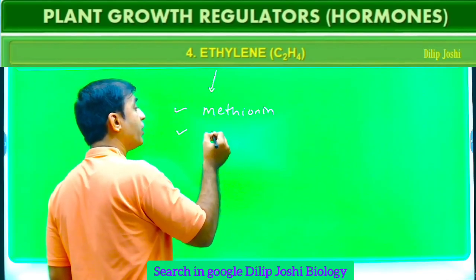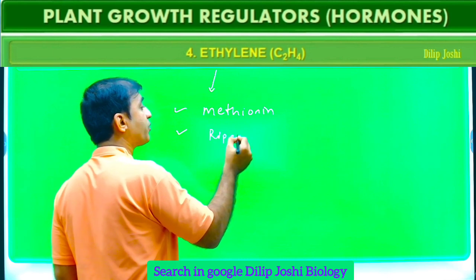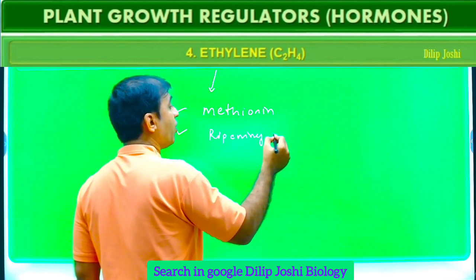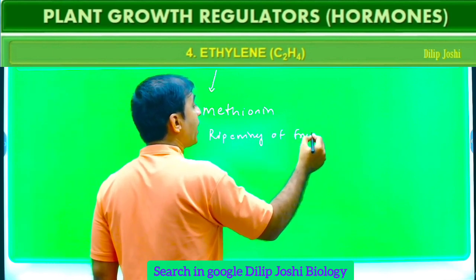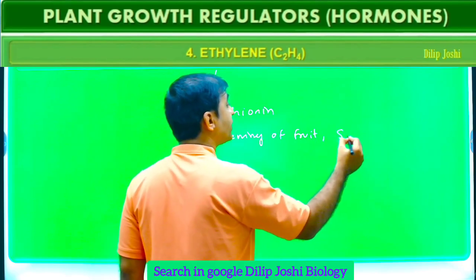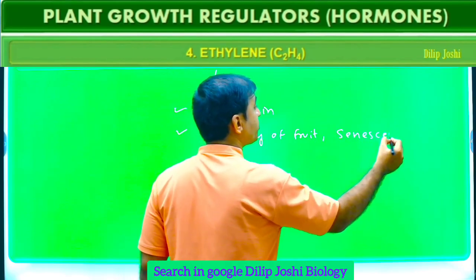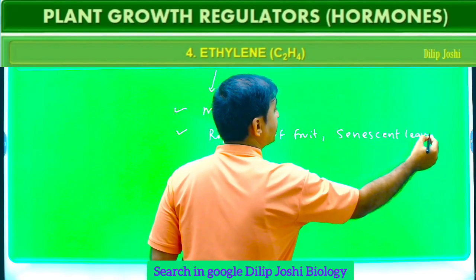Where is it going to be found? In the ripening fruit, in the ripening of fruit, at this place, and also in the senescent leaves.